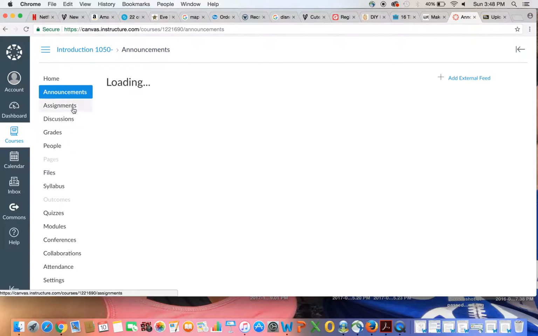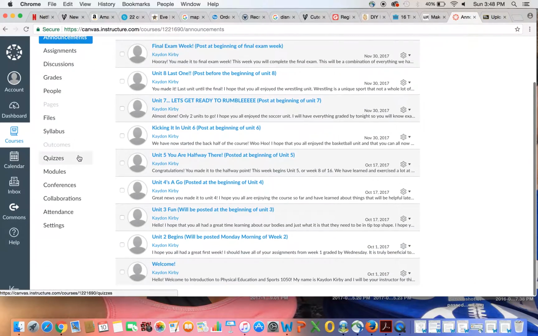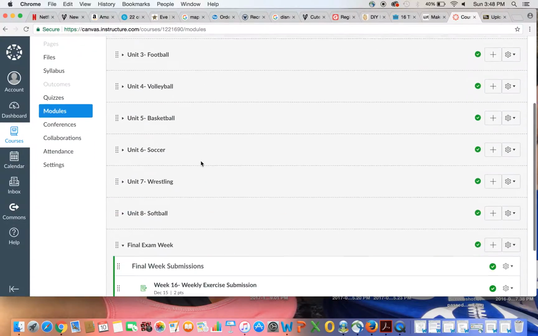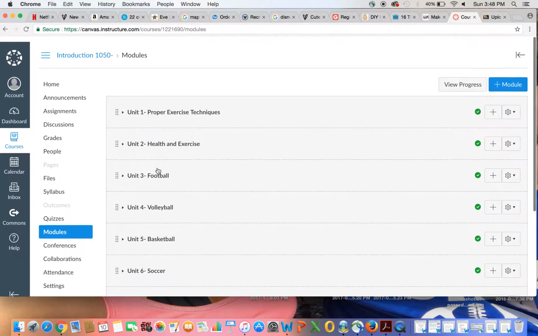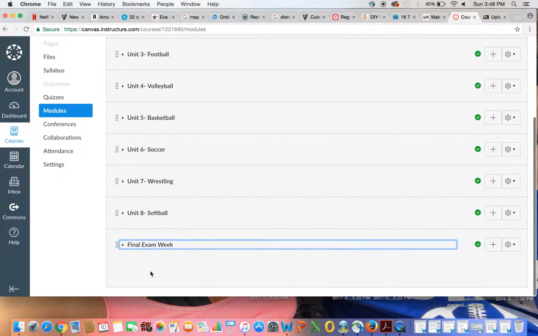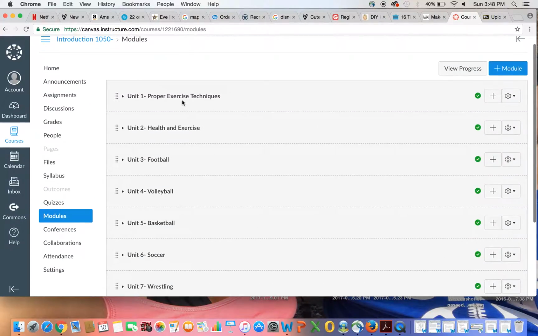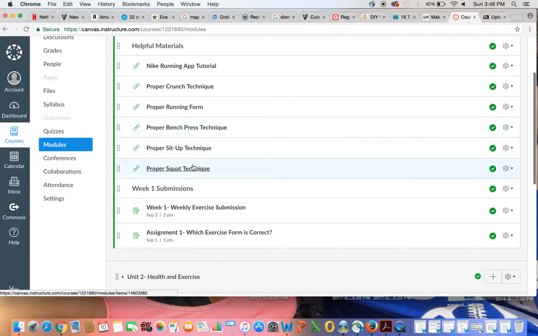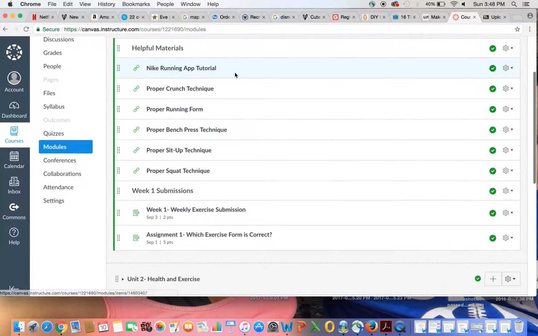So, going from my announcements to the bulk of everything, into my modules page. I have everything broken down from unit 1 all the way to the final exam. Starting off in unit 1, I have helpful materials, which help out with my course and what exactly is going to happen.